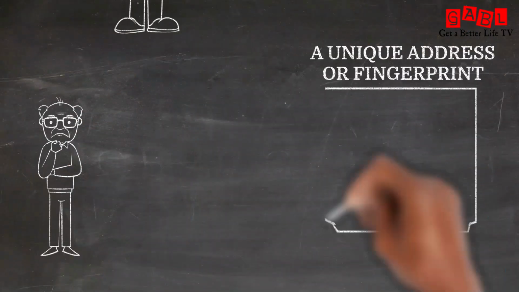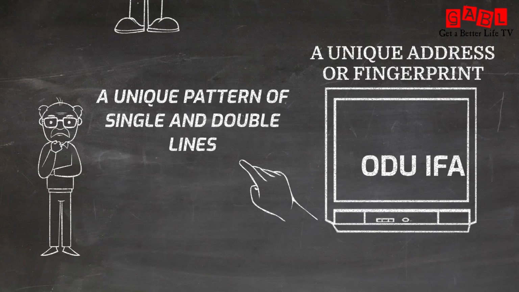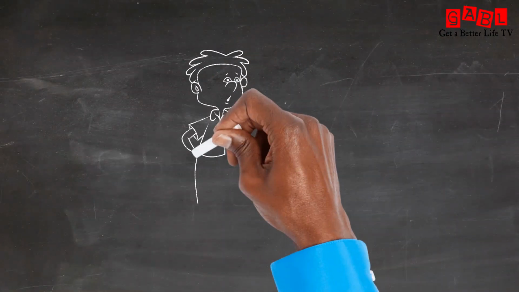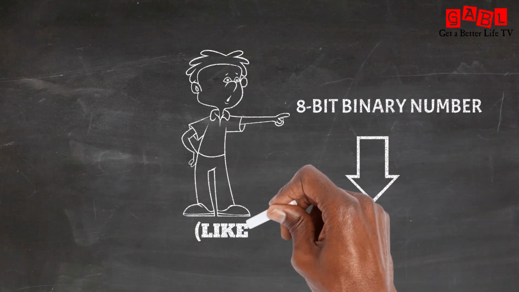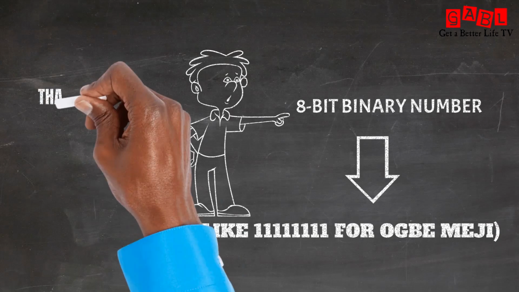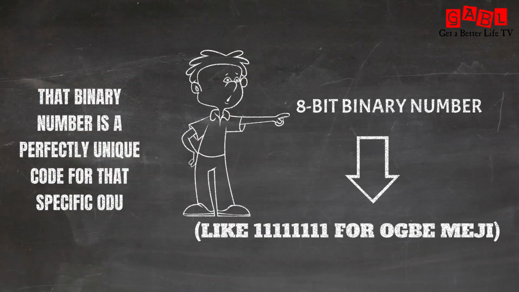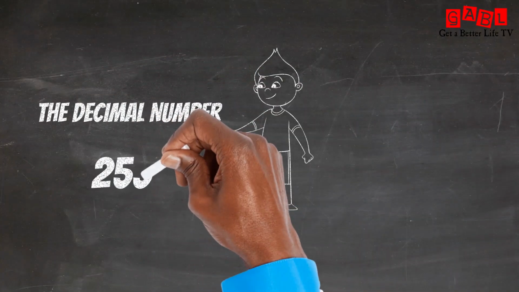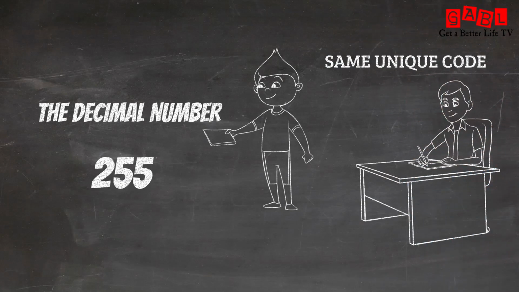Think of it like this. Every single Odu Ifa has a unique pattern of single and double lines. When we convert this pattern into an 8-bit binary number, like 111 in 8 places for Eji Ogbe, that binary number is a perfectly unique code for that specific Odu. The decimal number, like 256 for Eji Ogbe, is just another way to write the same unique code.